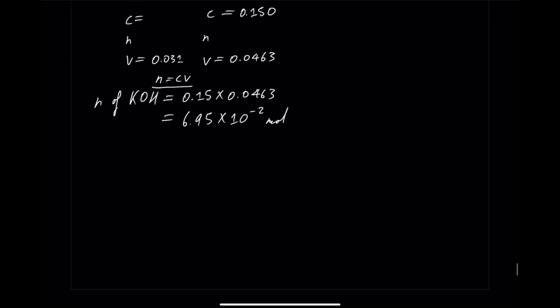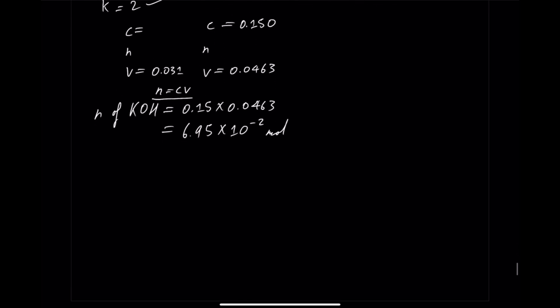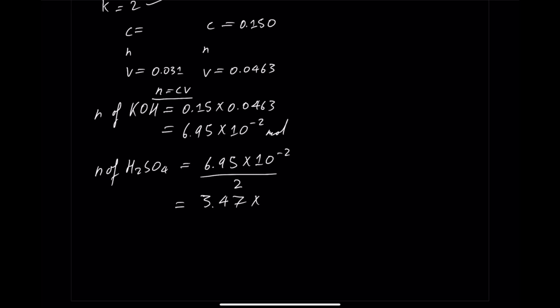It's a 1 to 2, so in this case it'd be a 2 to 1 mole ratio. So the moles of H2SO4 would be equal to 6.95 divided by 2. I'd write out a statement saying it's going to be half of that, but you don't really get a mark for saying that, you get a mark for actually doing it. So divide that by 2. That's 3.47 times 10 to the power minus 2.